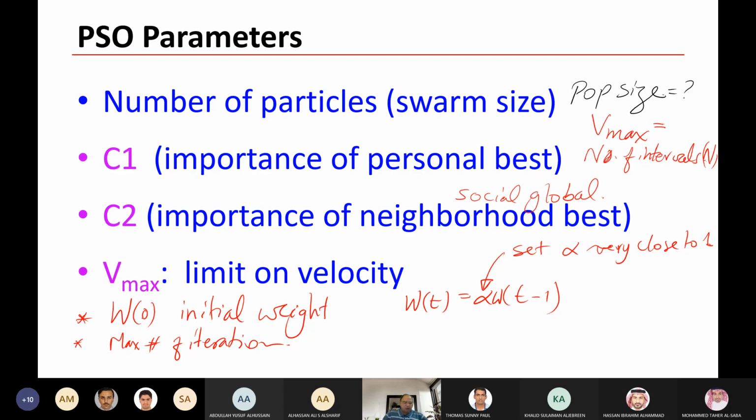So we add here a weighting factor, the initial weight. You need to have the initial weight. If you use this rule to update the weights from iteration to another, in this case also you have to set alpha. If you use the other way, which is W of T equal to W of T minus 1 plus the initial weight minus the final weight over the maximum iteration.